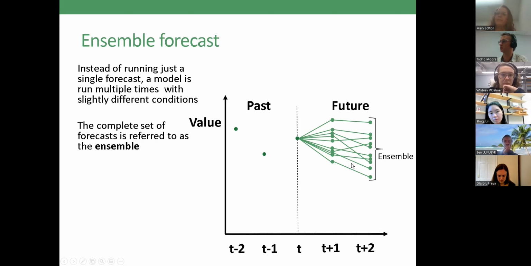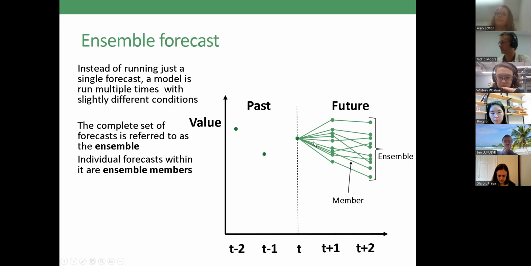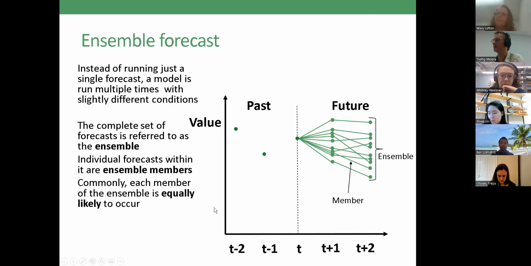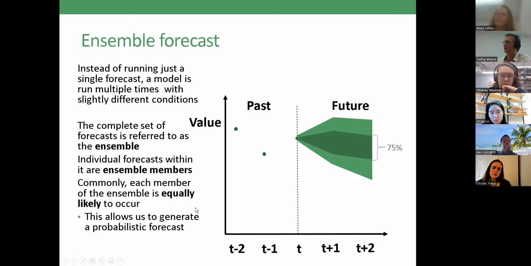And this multiple is called an ensemble, and each forecast run in an ensemble is called a member. And then we can use this distribution of forecasts. Each member of a forecast is equally likely. But then we can take that information from that distribution of members in the ensemble to characterize a probabilistic forecast, so that there is a 75% chance that it'll fall within here and a 95% chance that it'll fall within these ranges here.